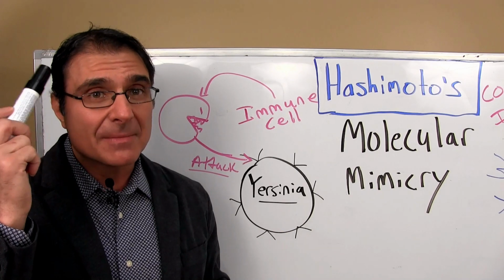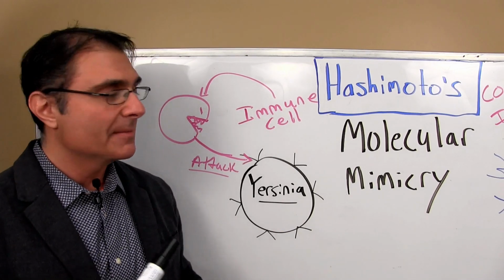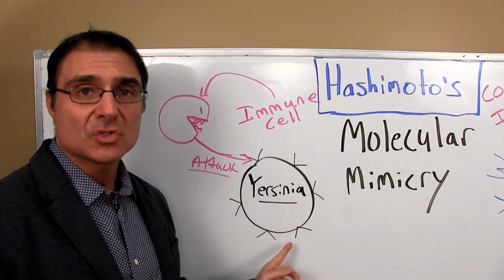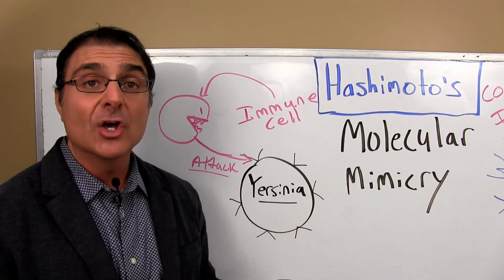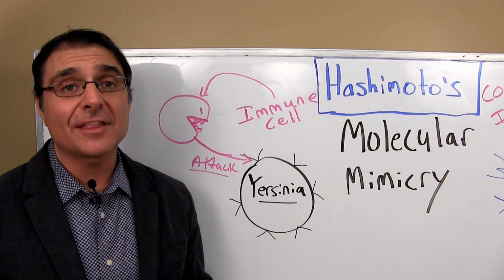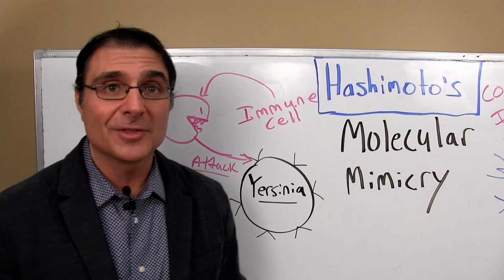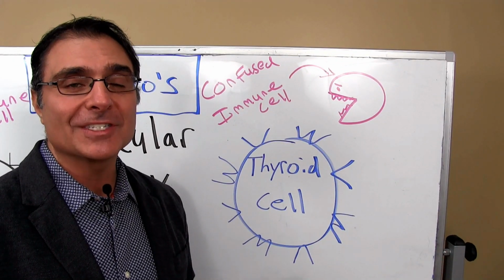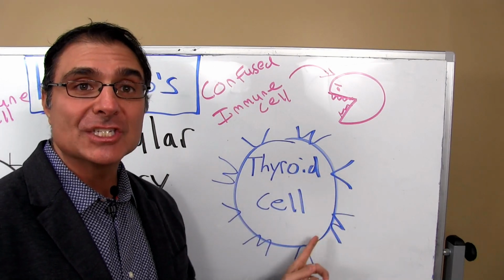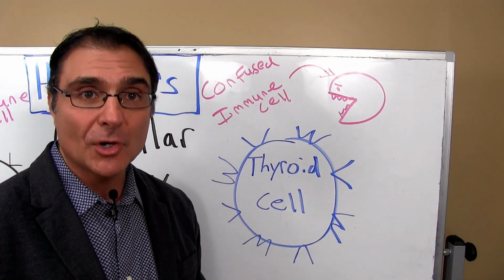But the immune system has a memory. Okay, it has a memory system. And the immune system goes, okay, when we see this type of structure on the surface of a cell, we know that's bad and we know we want to kill it. Now let's take a look at a thyroid cell for a moment. So come on over here with me. So when we look at the surface of the thyroid cell, you're going to see we have these similar looking structures, these similar looking proteins.